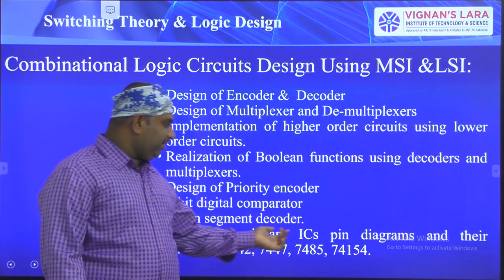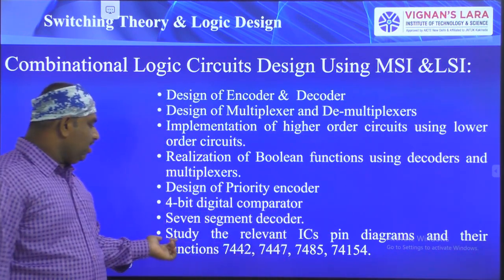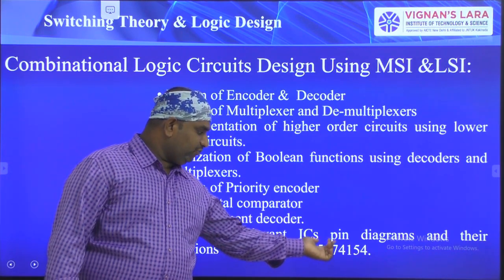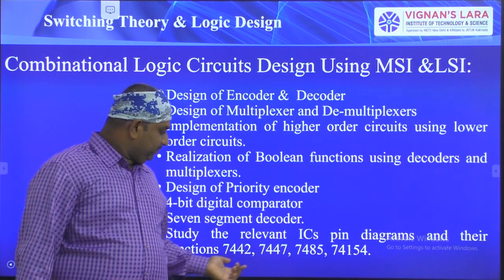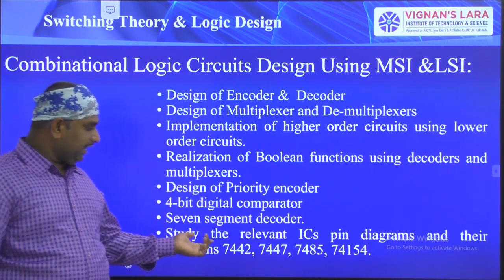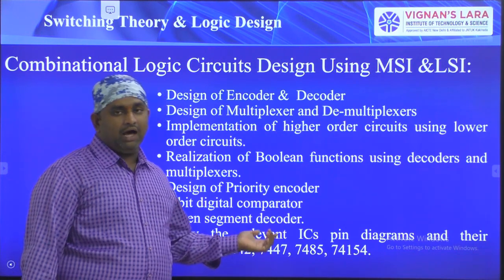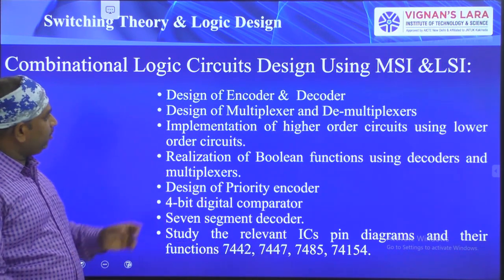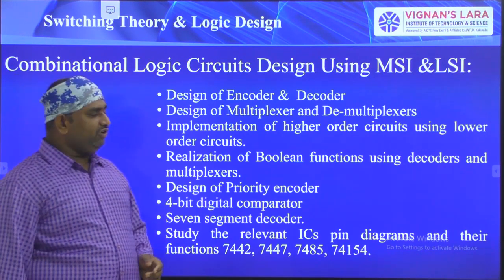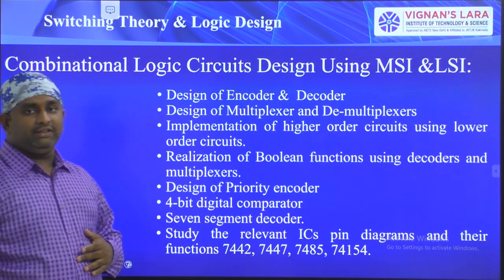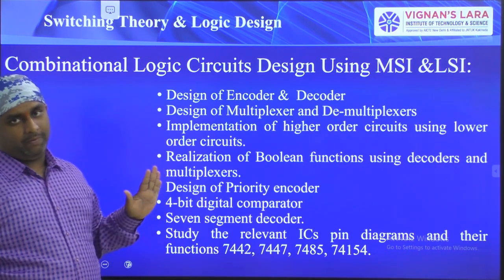Next, study the relevant IC pin diagrams and their functions, like 7442, 7447, 7485, 74154. These are the four ICs whose functionalities we have to check, whether these ICs are related to multiplexers, encoders or decoders, which we will see in the coming classes. First we will see the encoder and decoder definitions. In this class we will see the decoder operations.